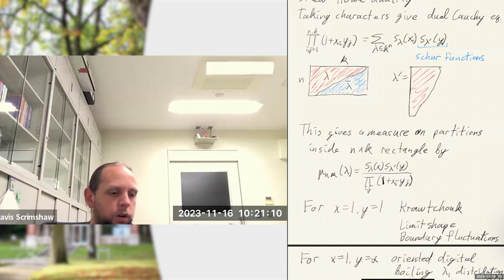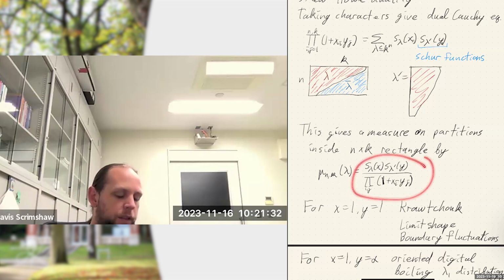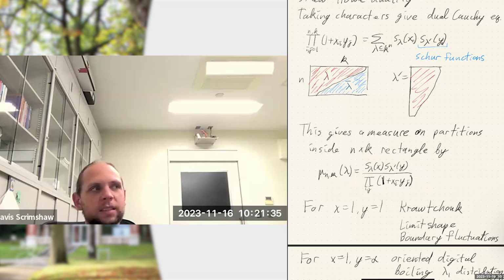Then if I take the dual Cauchy identity and divide by this product formula, and take any particular partition lambda, basically I take one term in the sum, and I get a measure on partitions. It's not only a measure, but a probability measure, because assuming my x's and y's are positive, the right-hand side is positive and sums to 1. So essentially I can take random partitions now with this probability of getting the partition lambda.